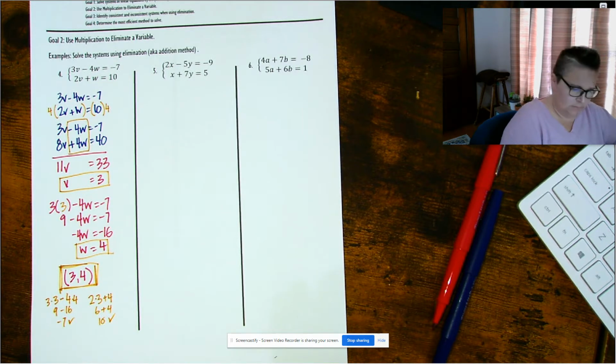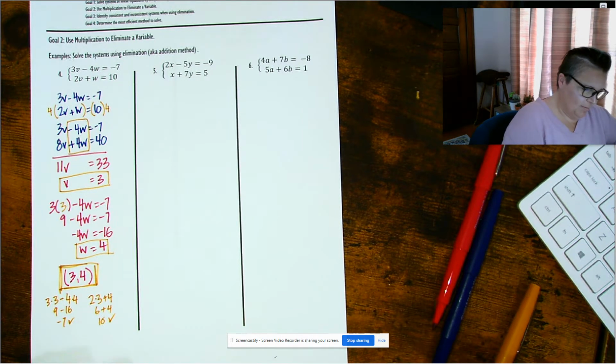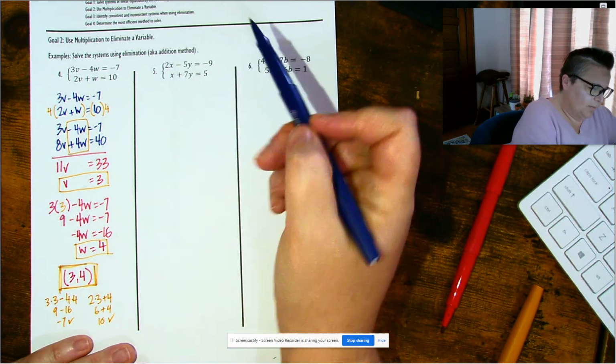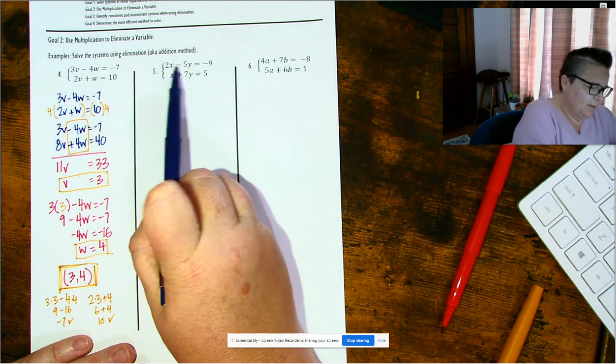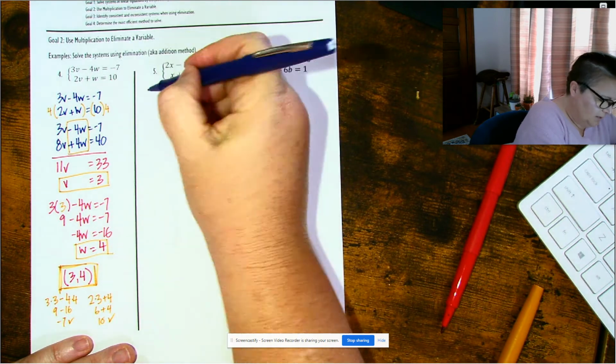Beautiful. All right. Let's look at problem number 5. Problem number 5 is along the same lines. We have a 2x minus 5y equal to a negative 9.